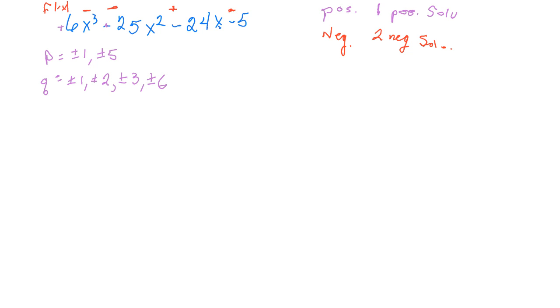So we have 6, negative 25, negative 24, and negative 5. Remember, the p's go on top and the q's go on the bottom. So the only things that we have that wouldn't be fractions would be plus or minus 1 and plus or minus 5. So let's start with a minus 5.